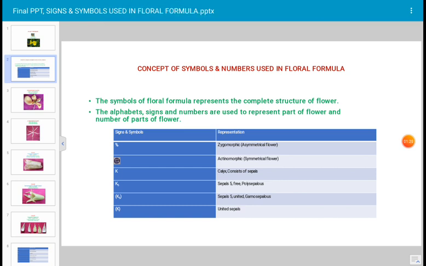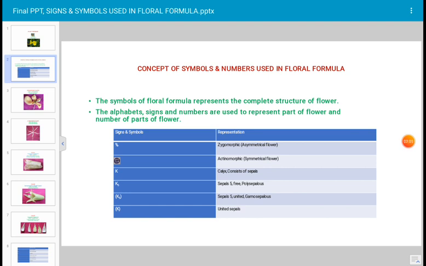Every flower has a calyx. In only some plants the calyx and corolla are not differentiated, but the calyx is present. Calyx is the first whorl of the flower. What is calyx? Calyx consists of sepals. All the sepals together are known as calyx, and calyx is represented by capital K in the floral formula. If the number of sepals in the calyx is 5, then 5 is written in front of capital K. That means there are 5 calyx lobes in the flower.